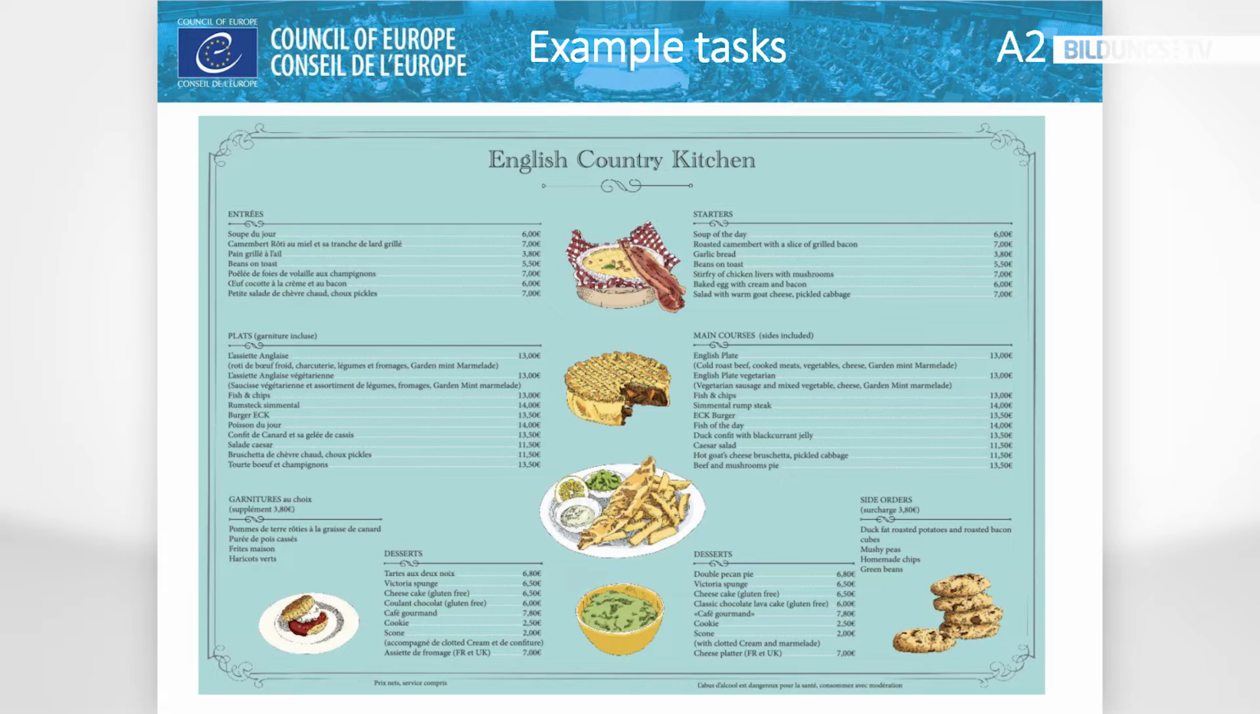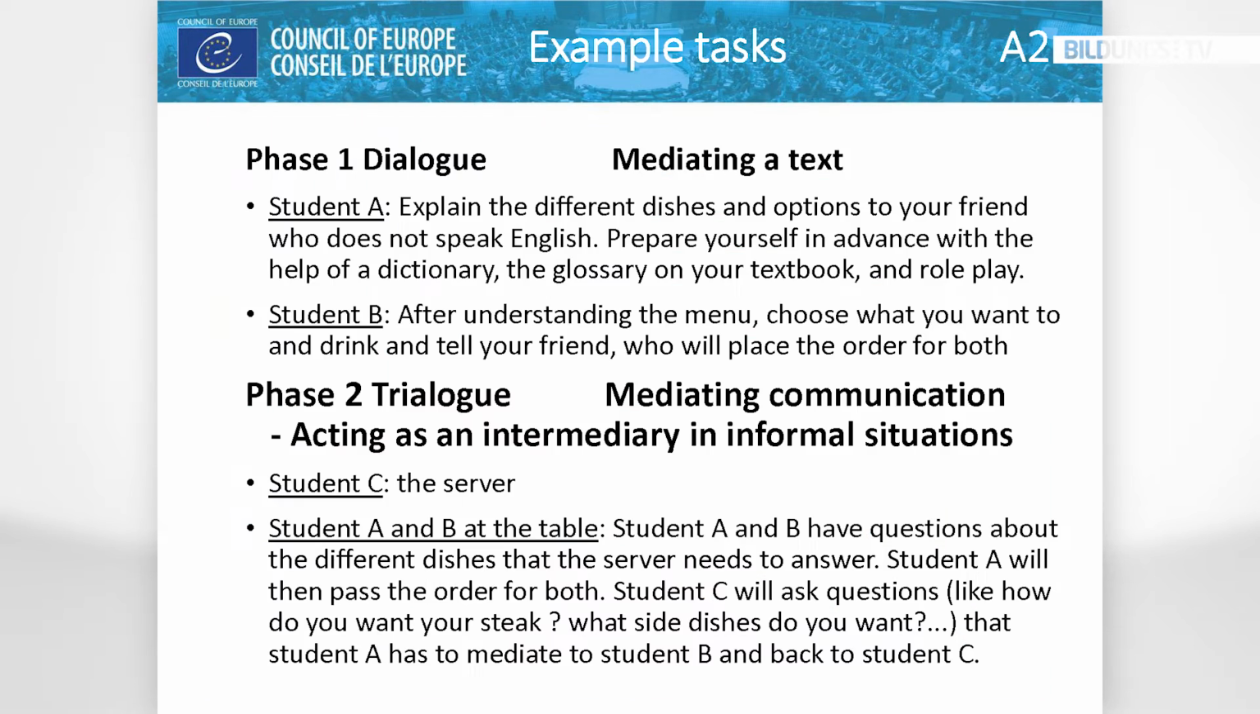So what you could imagine here is that in phase 1, you've got 2 students. This is a pair activity. The first phase is mediating a text. The second phase is dead simple. It's acting as an intermediary with the server. So one person doesn't understand English or French. They're the German speaker.